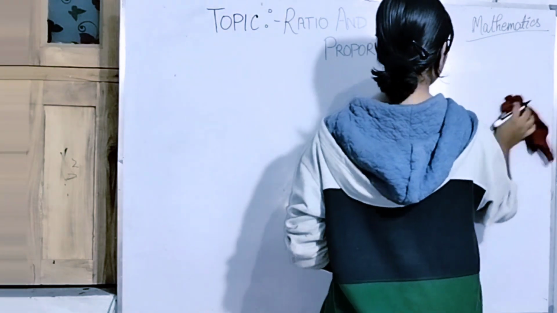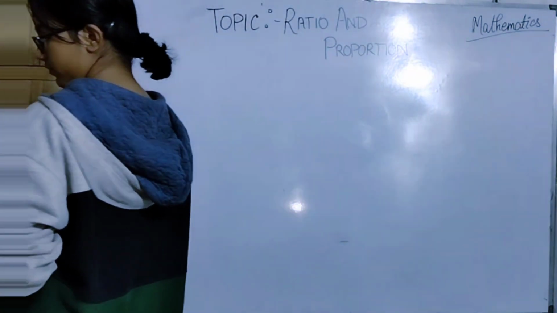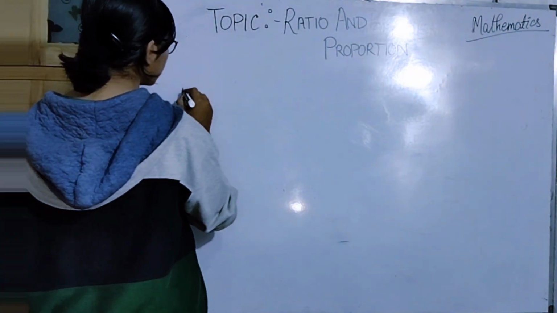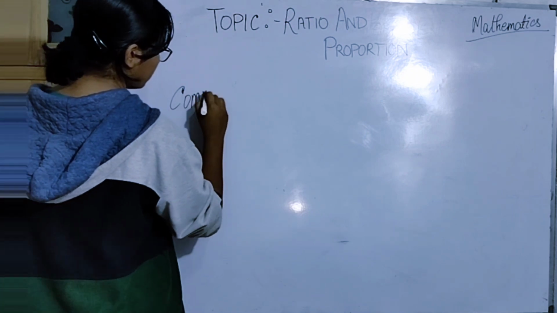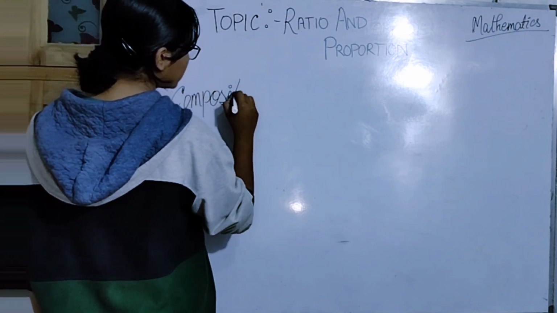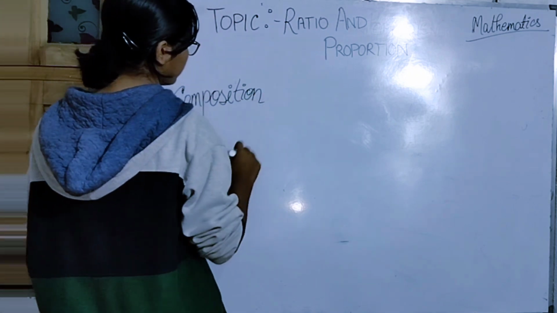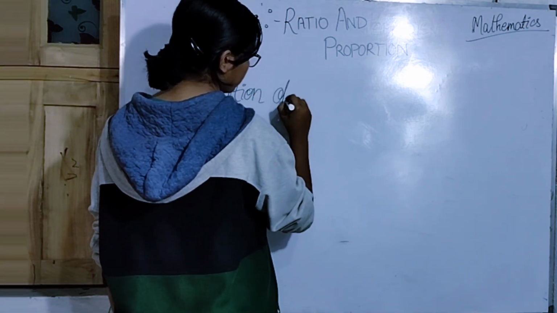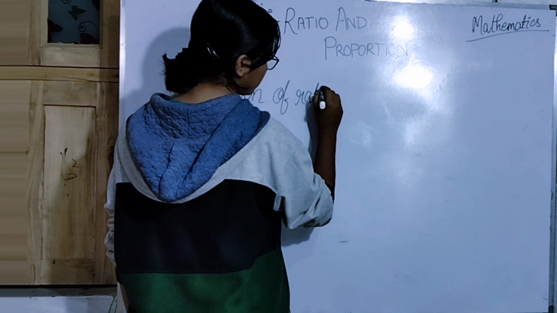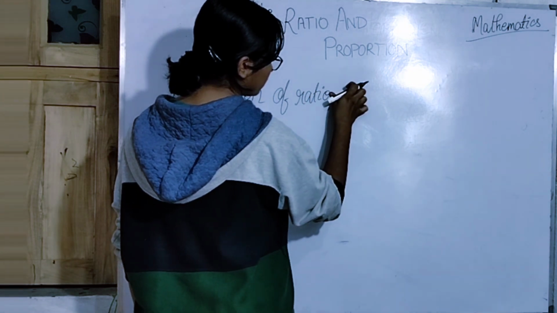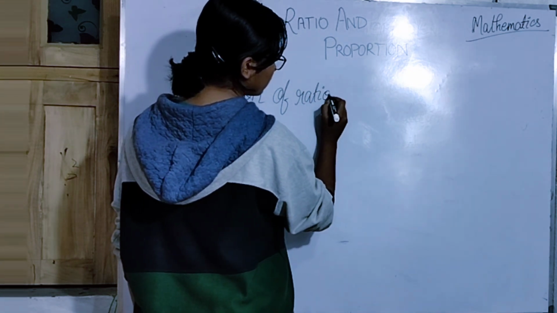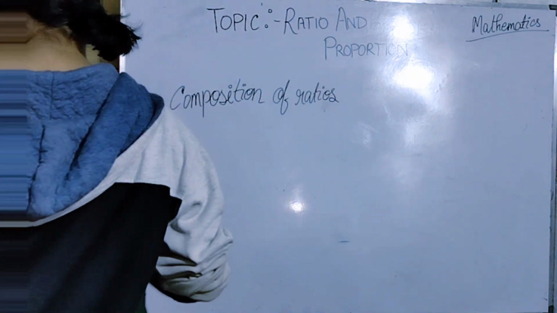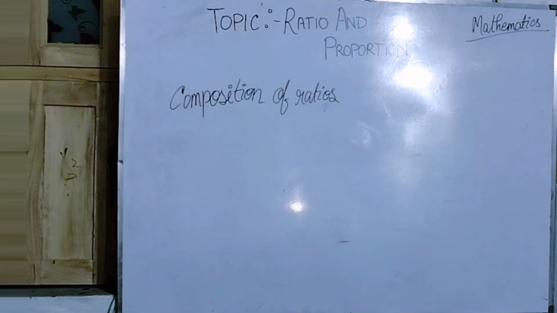Now, composition of ratios. What is it? What the ratio consists of. It is when two or more ratios are multiplied together, they are said to be compound.